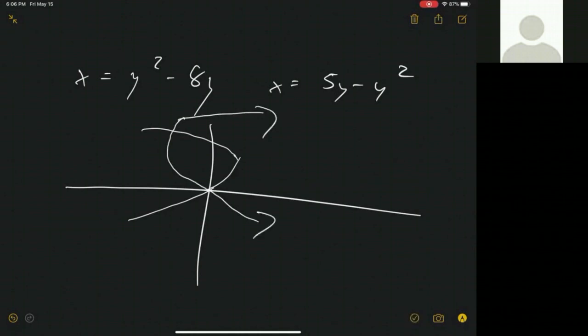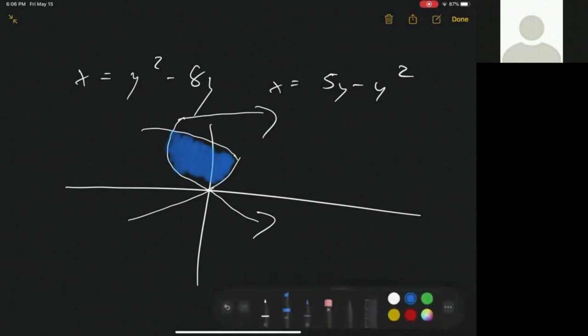Okay, so I got these ugly parabolas, and they give me this shaded region. We're told to find the area of that shaded region. If we were trying to do the top curve minus bottom curve, that'd be hard because, for this piece, the top part is this curve, and then the bottom part is that same curve. So it gets a little weird.